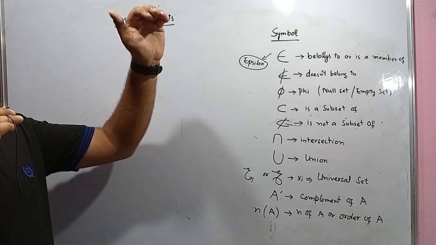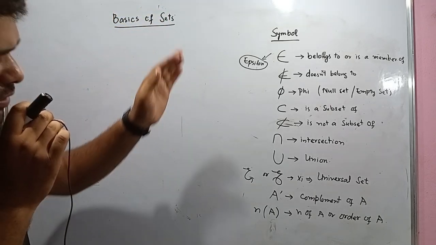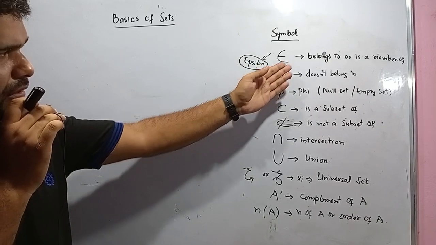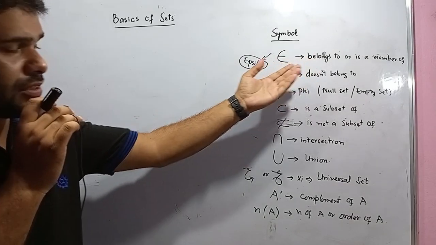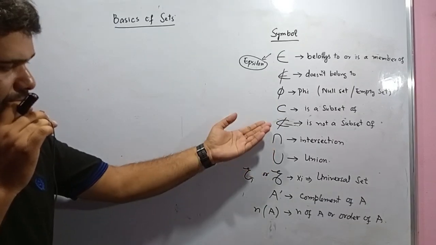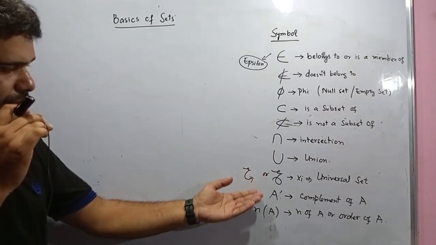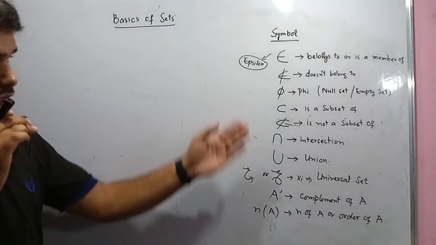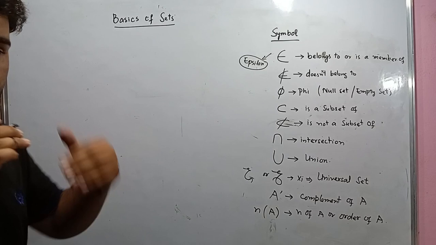You can see we are using different symbols in sets, like this epsilon, which represents belongs to or is a member of, then this subset, then this intersection, then this union, xi and complement of A, and n of A. These things we will understand one by one.